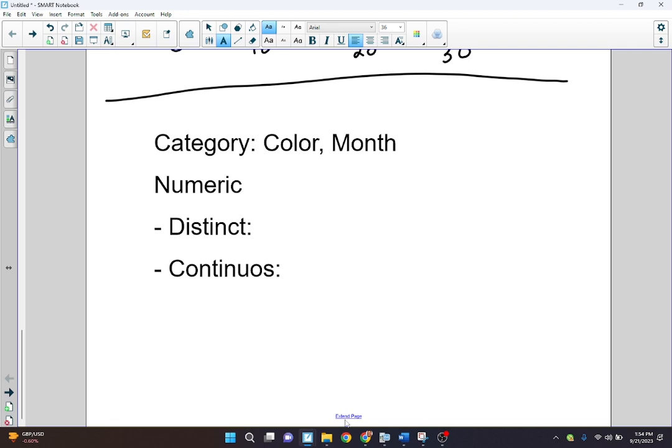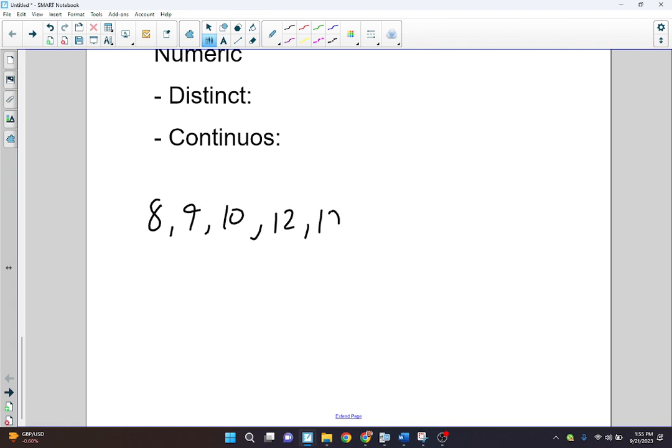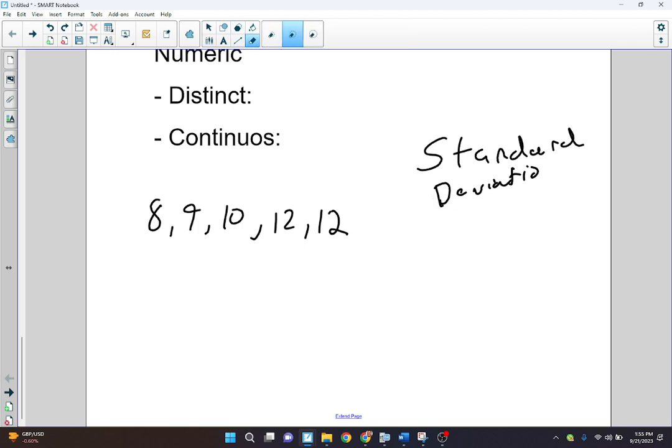And then the last one is the standard deviation thing, which is kind of hard, so I'm going to try to pick something really simple. Let's just do this: 8, 9, 10, 12, 12. Okay. So standard deviation. Deviation is when you try to figure out how spread out your data is, and people who like math a lot figure out a way to do it to get a number.